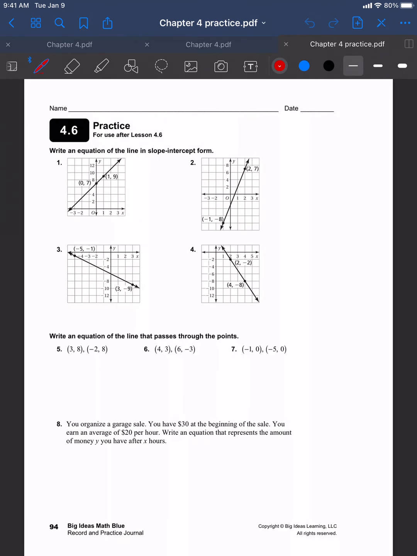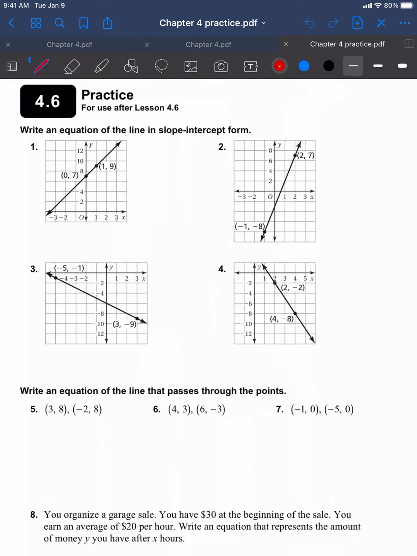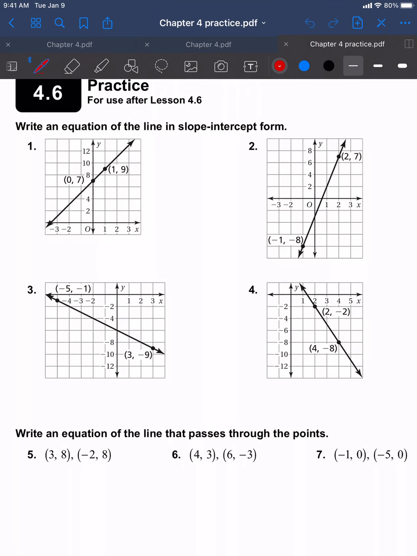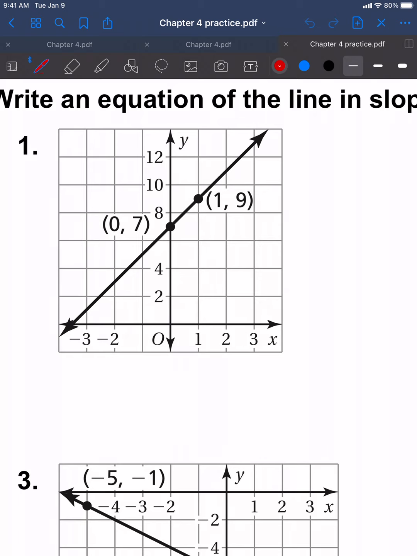Okay, so here's your homework. 1 through 4 says write an equation of the line in slope-intercept form, just like what we just did. Step number 1 is what? Find the y-intercept. What's the y-intercept on number 1? Careful of this. This is going by 2s. Yeah, good. It's 7. Y-intercept is 7.